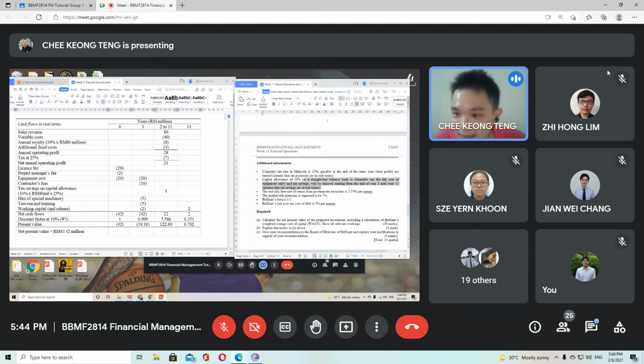This one, because here, this one is just now like what I said. It tells you directly you can enjoy the tax savings year 2 to year 11. So we just follow year 2 to year 11. Timing already given directly by the question.